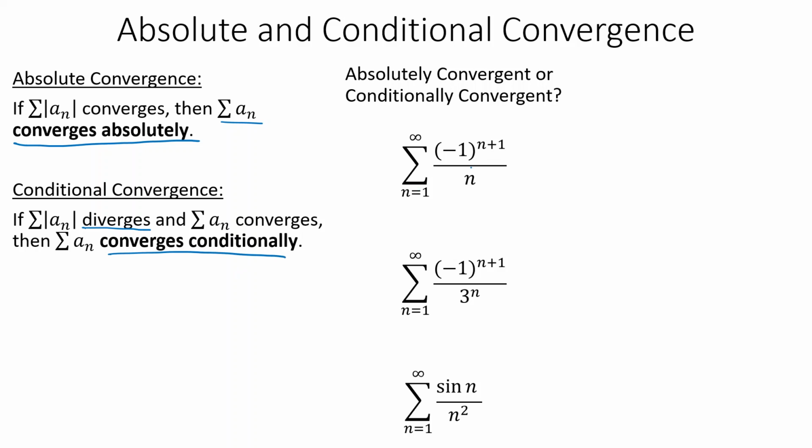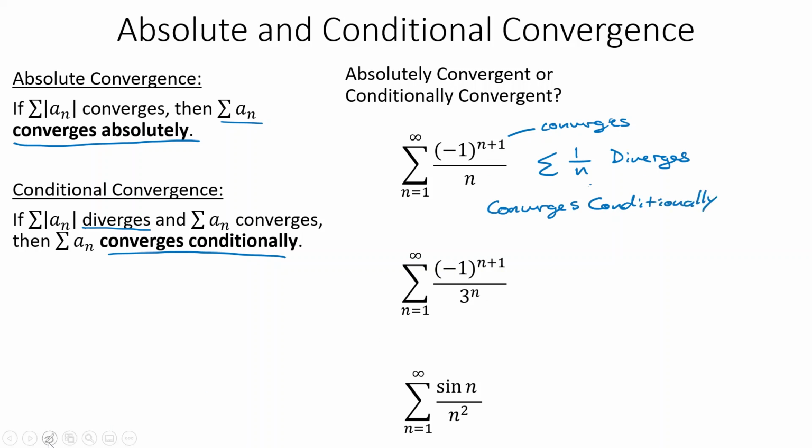All right, so here's an example. We have -1 to the n plus 1 over n. We know from alternating series that this would converge. But if we get rid of the -1, if we look at just the sum of 1 over n, that diverges. And this original guy converges. So if we take the absolute value and it diverges, but the original guy converges, this guy converges conditionally.